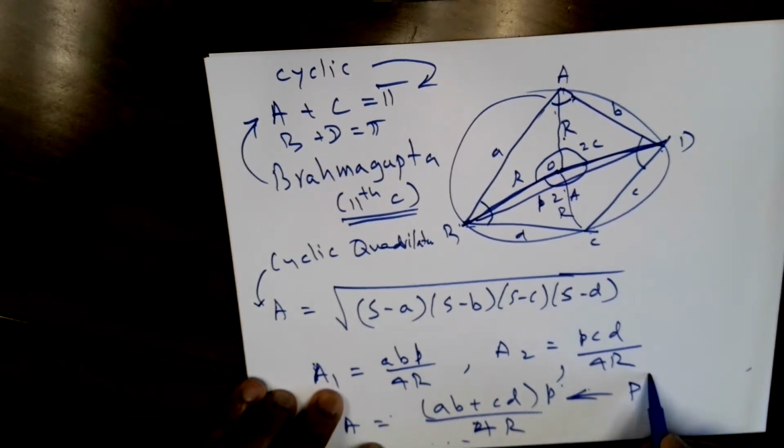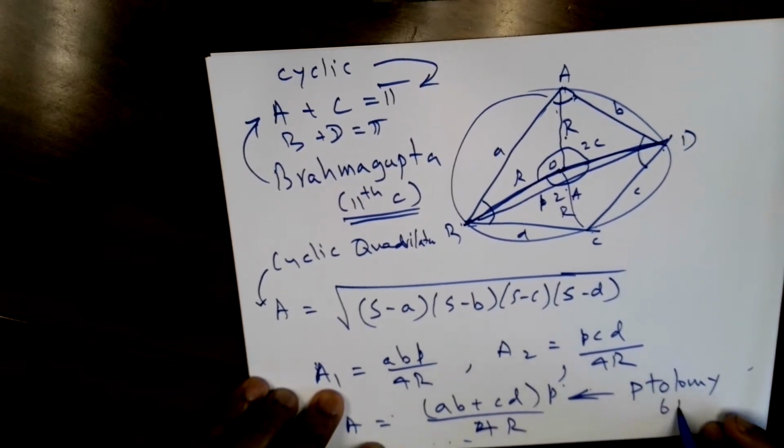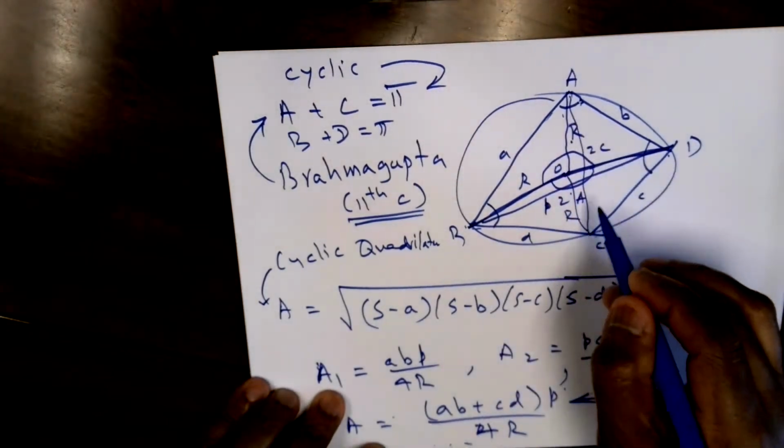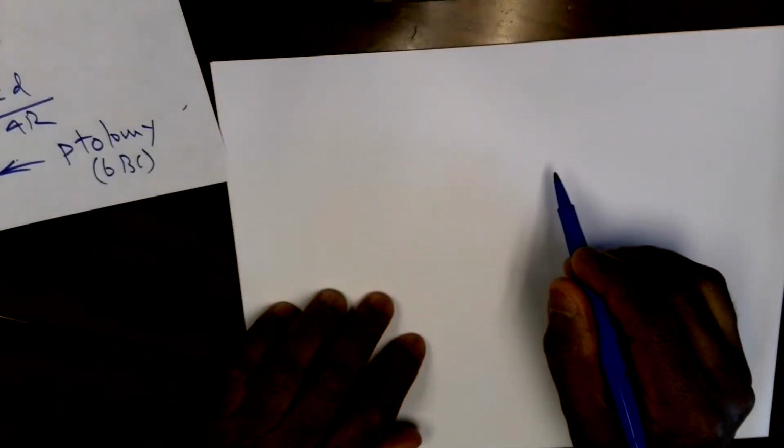So we can use a result by Ptolemy. I'm not going to derive it. You can find it for p and q. If this is p and this length is q, so it's getting messy, so I'm going to draw another quadrilateral.